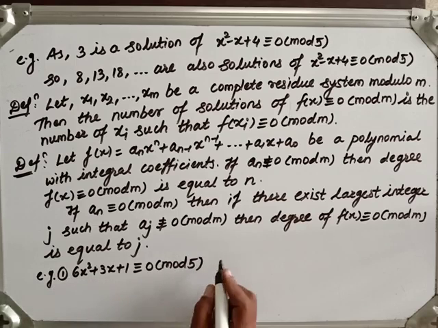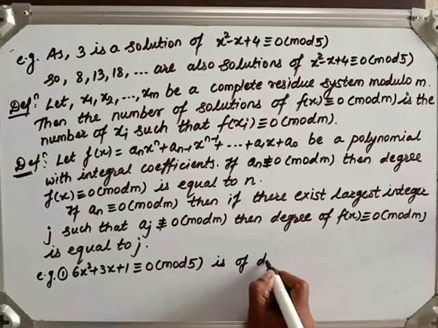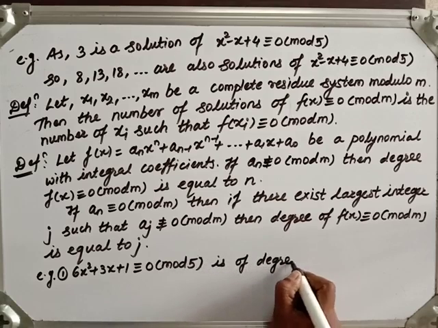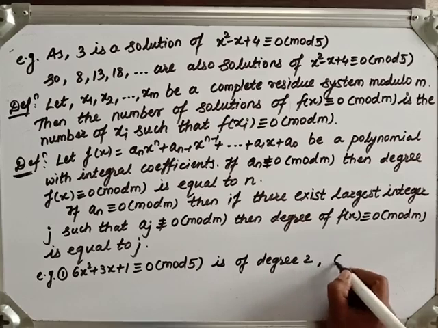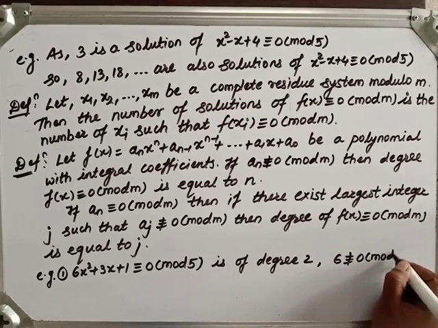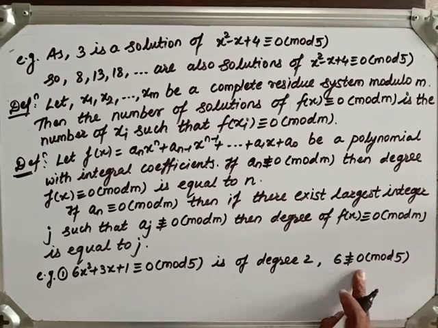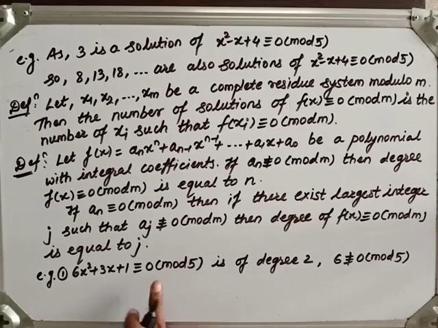Now it is of degree 2, as the coefficient of x square, that is 6, is not congruent to 0 modulo 5, while 6 is congruent to 1 modulo 5. That's why the degree of this congruence equation is 2.